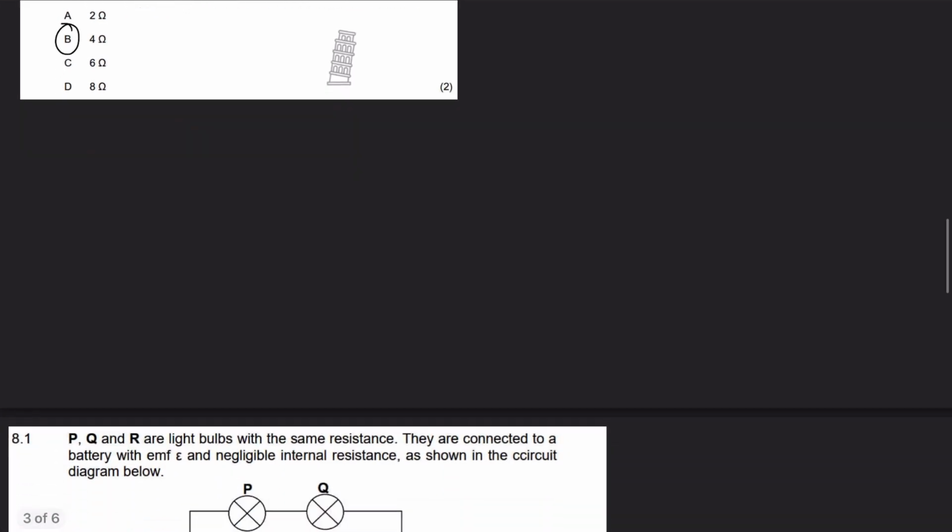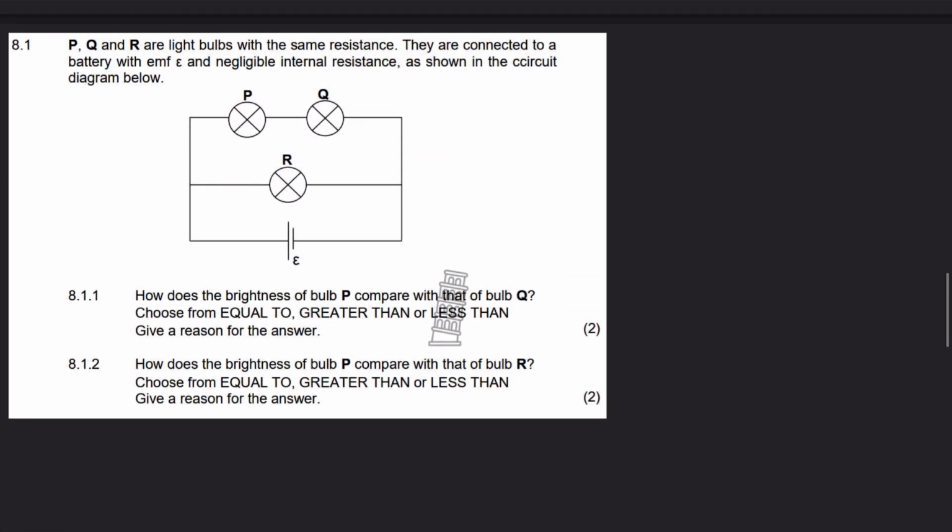Okay, let's move on. 8.1, P, Q, and R are light bulbs with the same resistance. They are connected to a battery with EMF E and negligible internal resistance as shown in the circuit diagram below. Okay, how does the brightness of bulb P compare to that of bulb Q? Choose equal to, greater than, or less than. Give a reason for your answer.